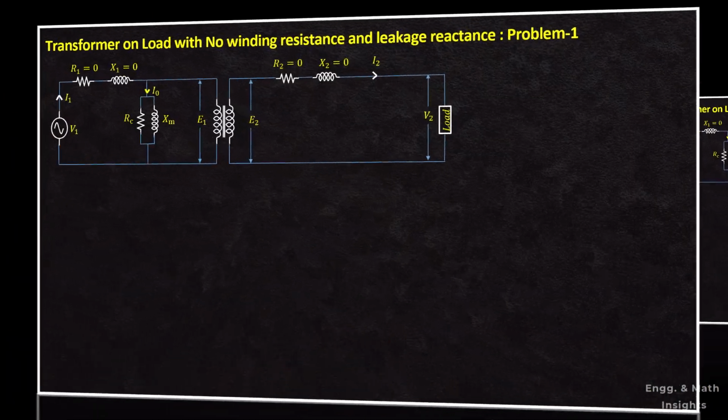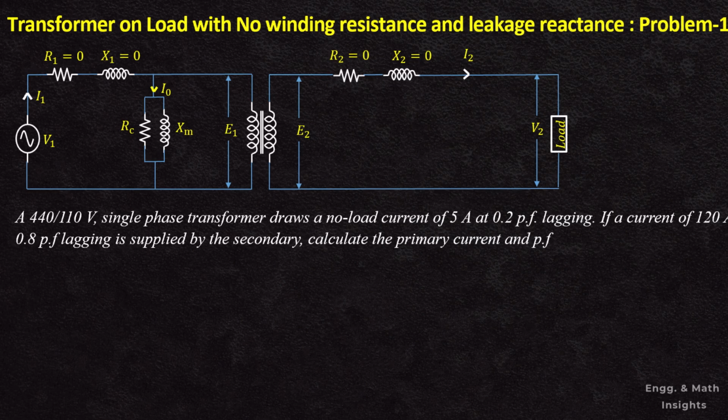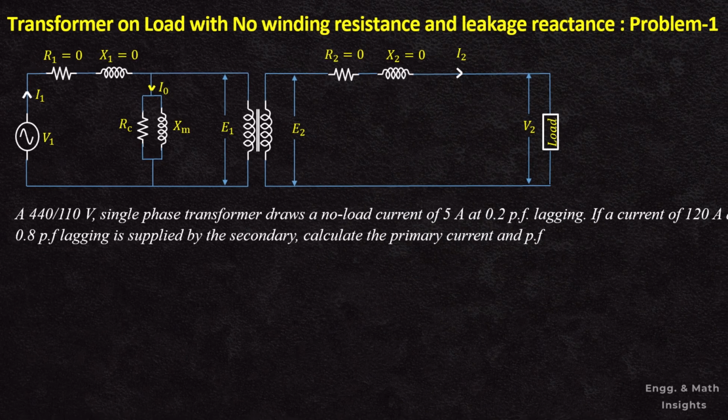Let's take a look at our first mathematical problem. A 440 by 110 volt single phase transformer draws a no load current of 5 ampere at 0.2 power factor lagging. If a current of 120 ampere at 0.8 power factor lagging is supplied by the secondary, then we need to calculate the primary current and the power factor of the primary current.